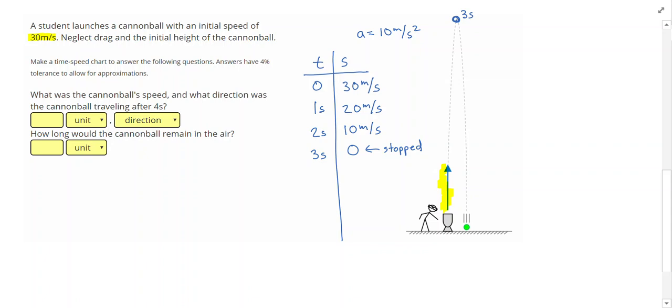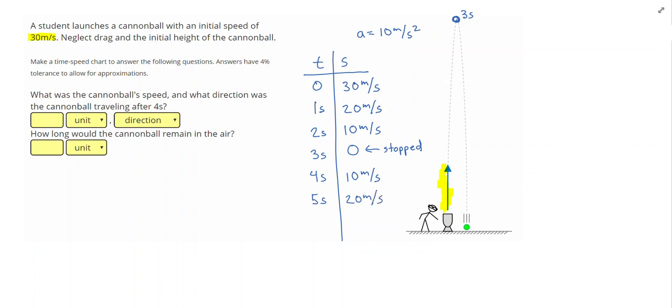Now I'm actually only halfway done with my problem. So at 4 seconds, the ball is going to start to come back down. And as the ball comes back down, the speed increases. Now I use speed, so I'm not going to put a negative sign on anything. If you're using velocity, you could use a sign convention and call these ones negative. But I'm going to say as the ball comes back down, the speed is increasing by 10 meters per second every second. So the question then is when to stop.